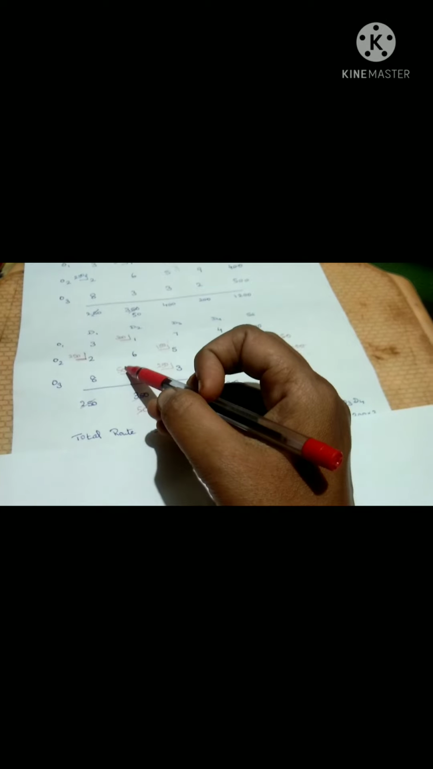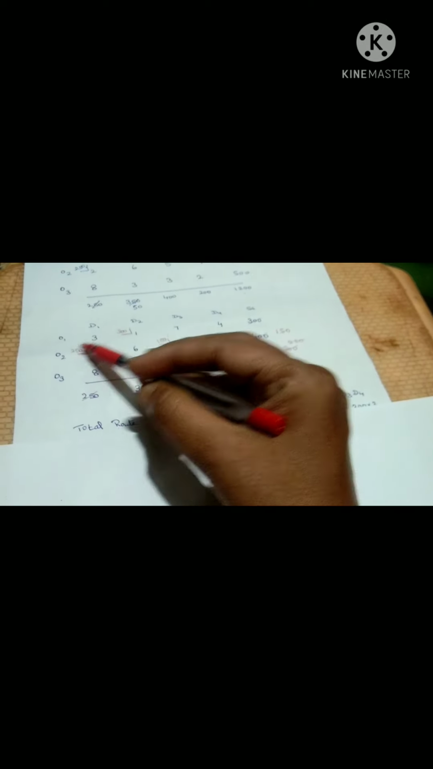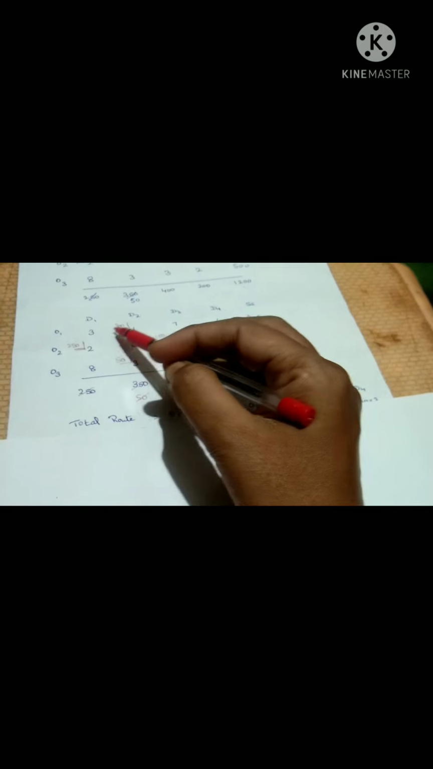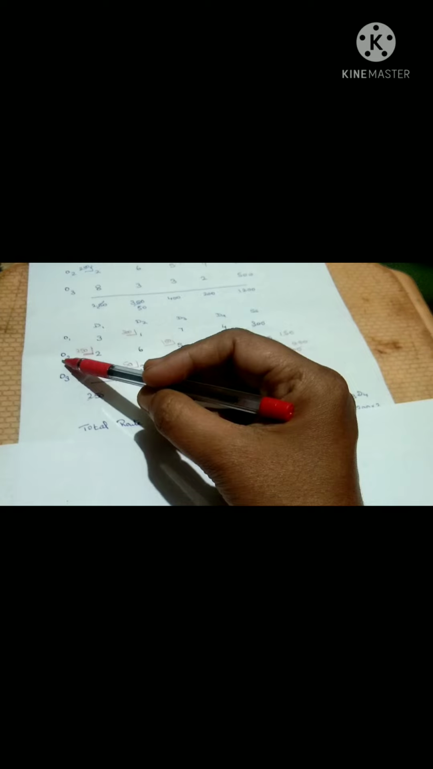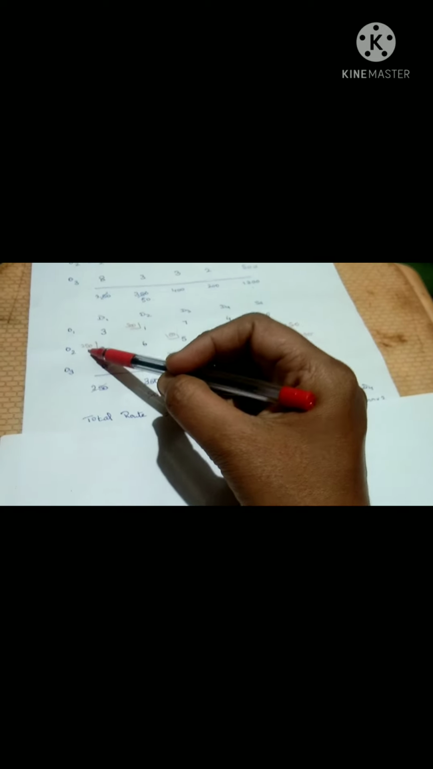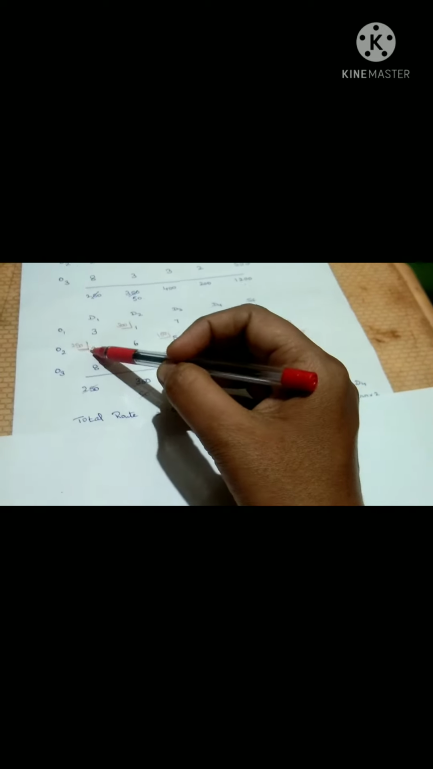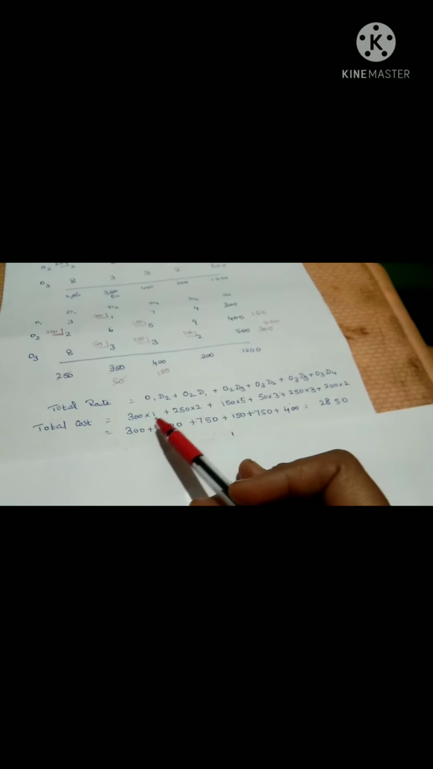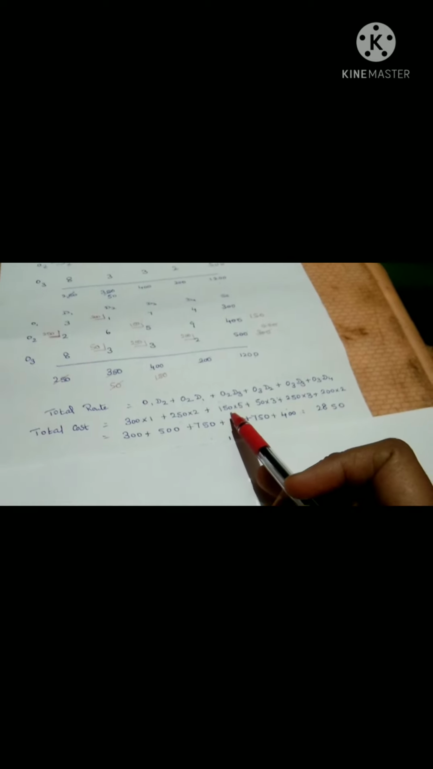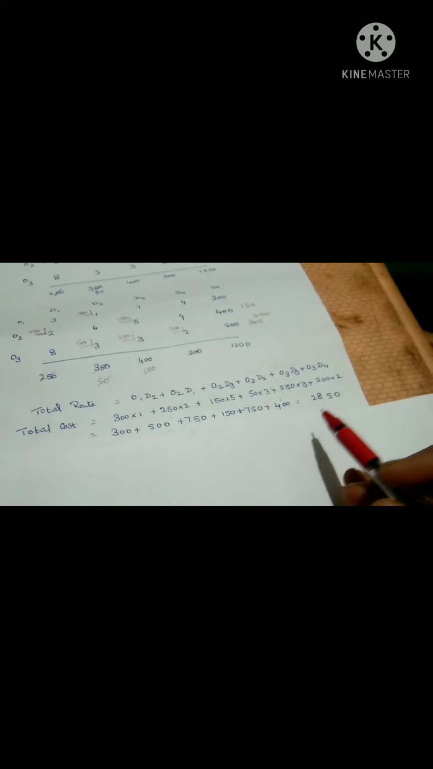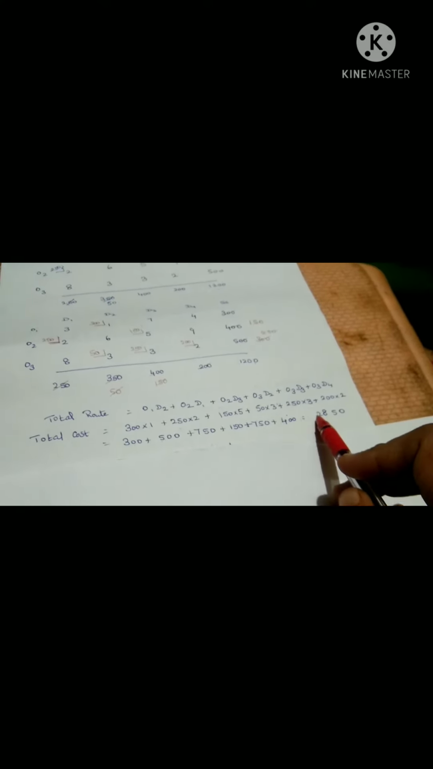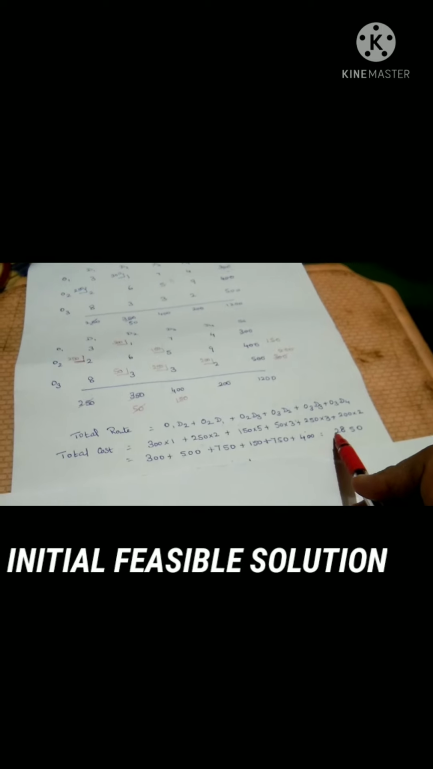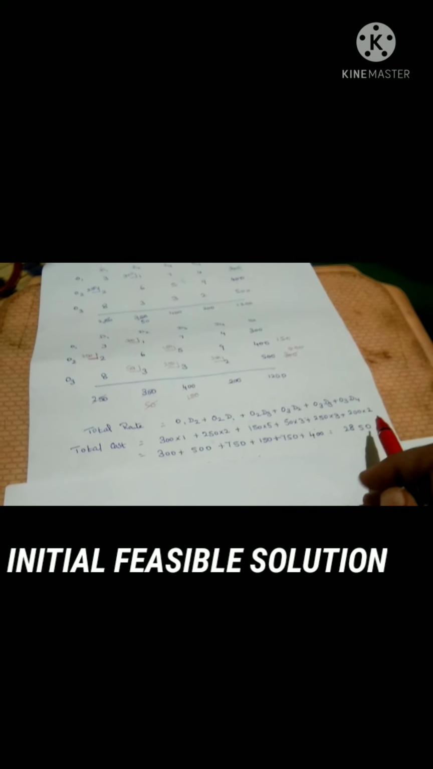In the case of O1, D2, we have 2 values, 300 and 1, and these two should be multiplied. For O2, D1, we have 250 and 2, which should also be multiplied. Finally, I found the answer as 300 into 1, 250 into 2, 150 into 5, and so on, and the value is 2850. This 2850 will be considered as the initial feasible solution.